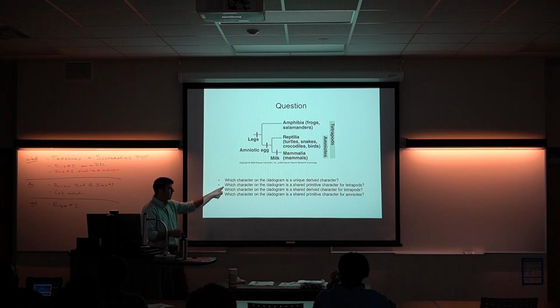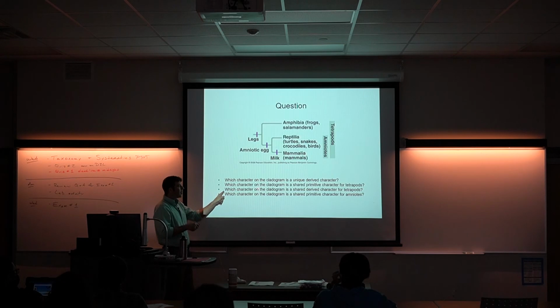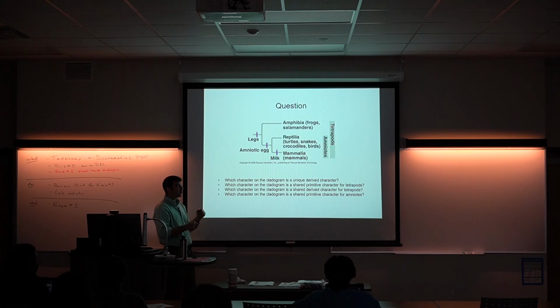But let's look at the second one. Which characteristic on the cladogram is shared primitive for tetrapods? So our perspective is looking at the entire tetrapod group, and we're looking for a characteristic that all tetrapods share: legs. So now legs are our shared primitive characteristic. Hold on to that. Let's now move to the third question. Which character on the cladogram is shared derived for tetrapods? So now we're looking at the tetrapod group, and we're looking for a character that some have, but not all tetrapods have. Amniotic egg. All of that makes sense.